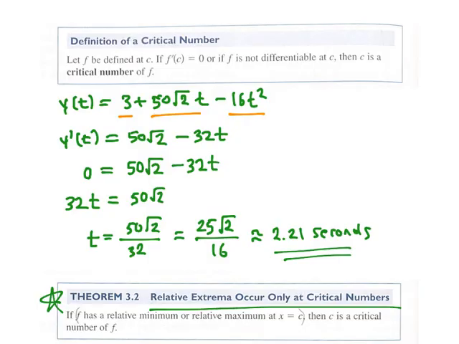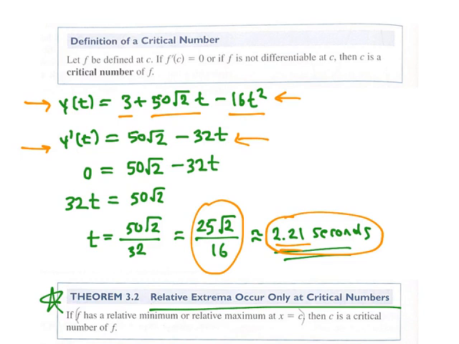So earlier we found that t is equal to 25 times square root of 2 over 16, or about 2.21 seconds, is a critical number of the y component of the position function. So now we will check for the sign of the derivative of y on the time interval preceding the critical number and the time interval following the critical number. So when we do that, here's what we will have. We will have our number line representing times, and here's our critical number, 25 square root of 2 over 16.